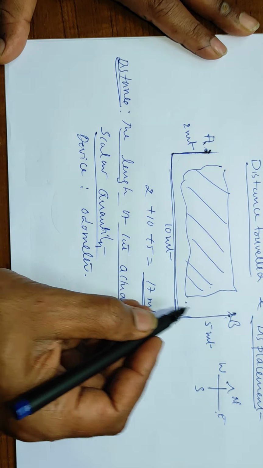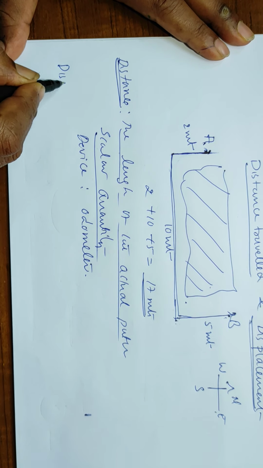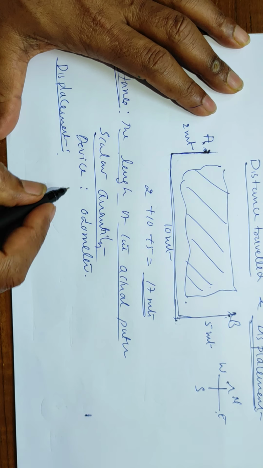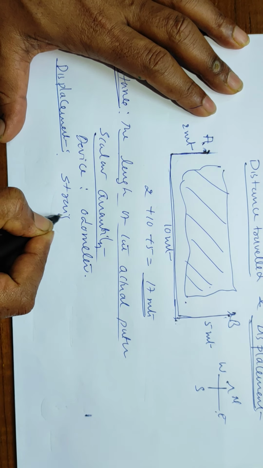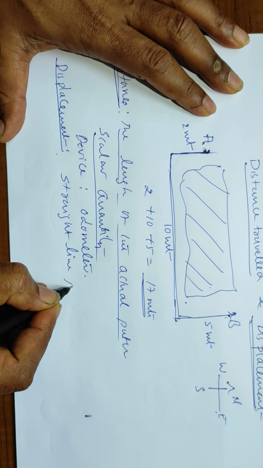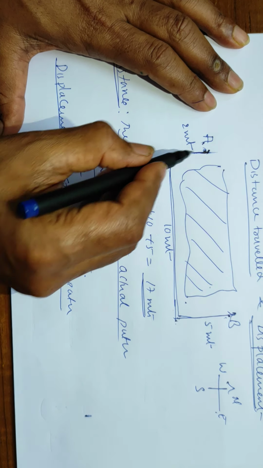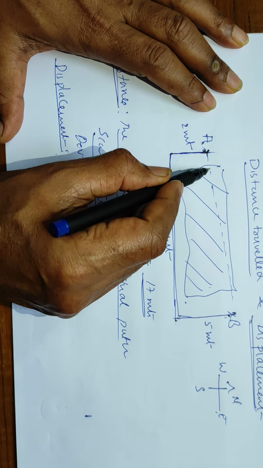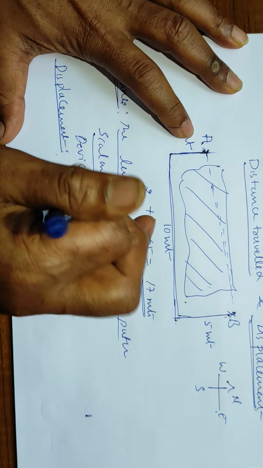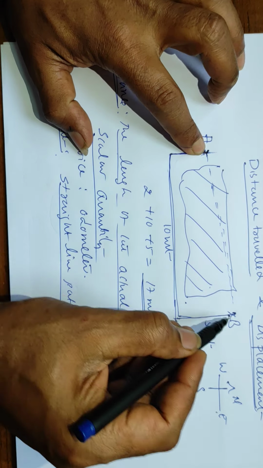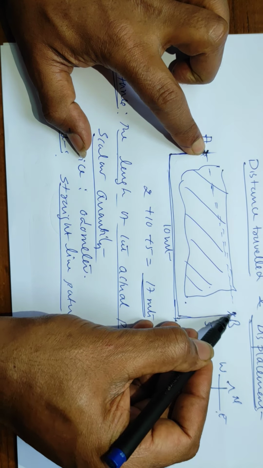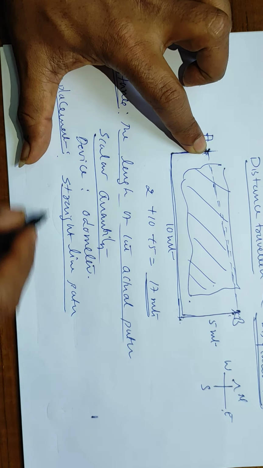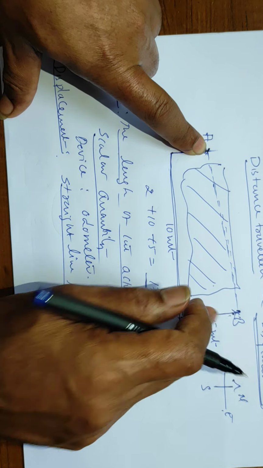Then what is displacement? So displacement is straight line path. Whether it is possible to move along this path or not, that is not important here. This is the initial position and this is the final position. The shortest path will be a straight line path always. The straight line path itself is the shortest path.